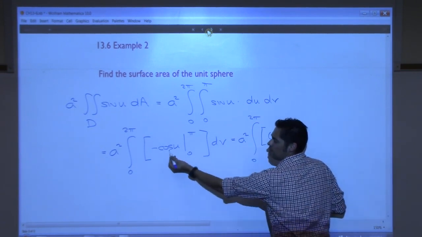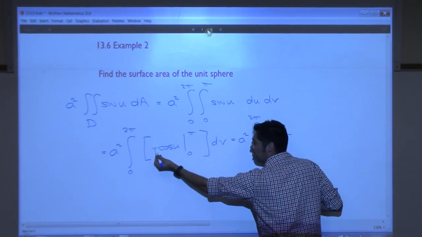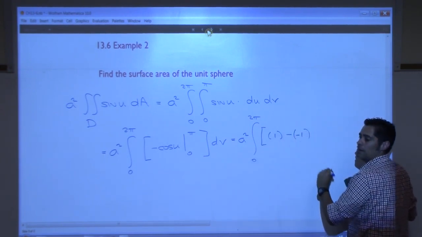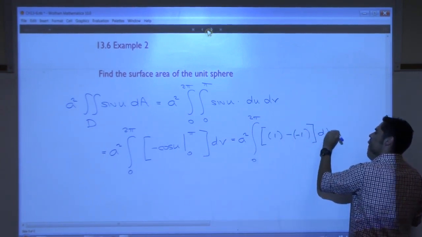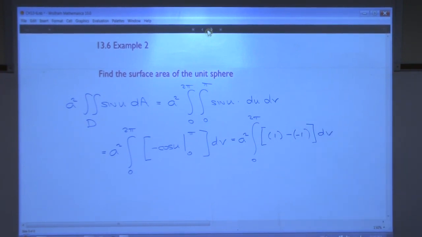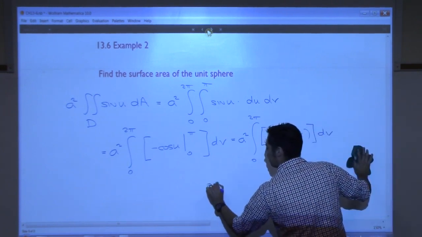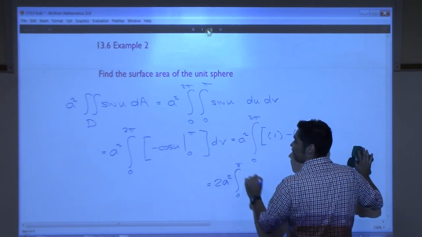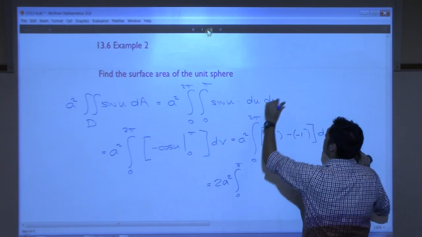Minus, now plug in 0, cosine of 0 is 1, but minus, which is -1, but you're subtracting it, right? So that's really a 2, right? So you've got a 2 comes out, 2a squared. It's looking promising, isn't it? Remember what we were trying to get to?